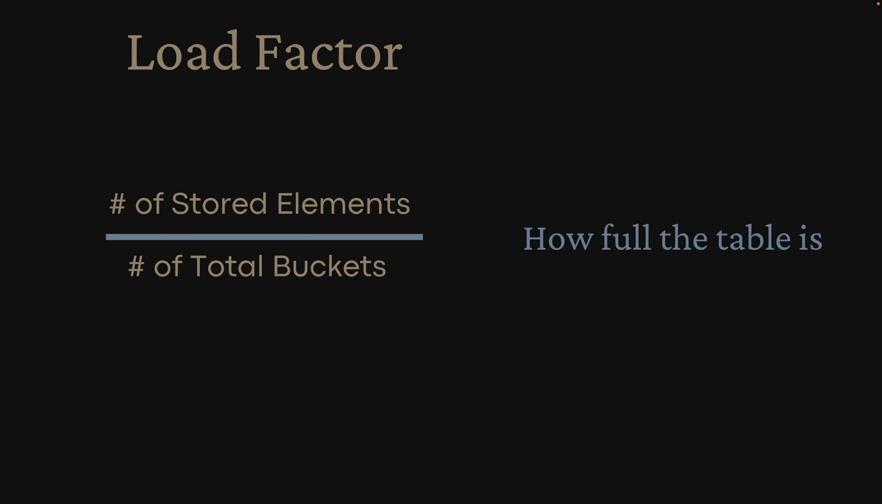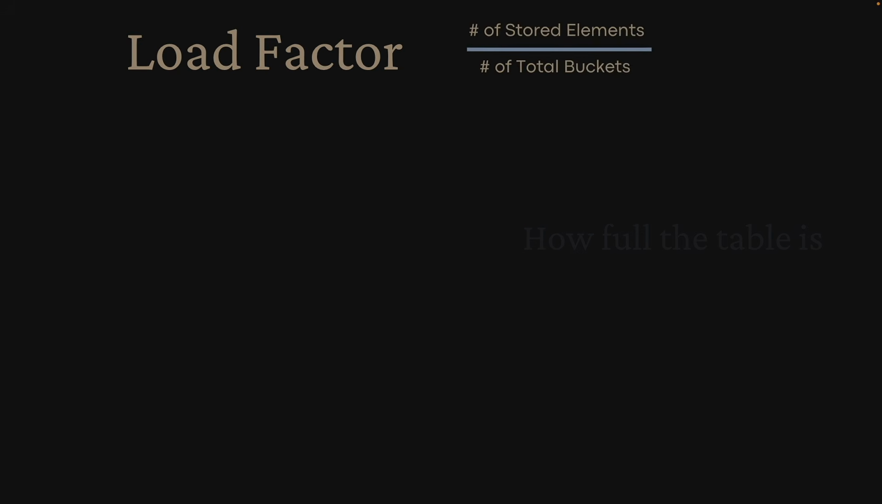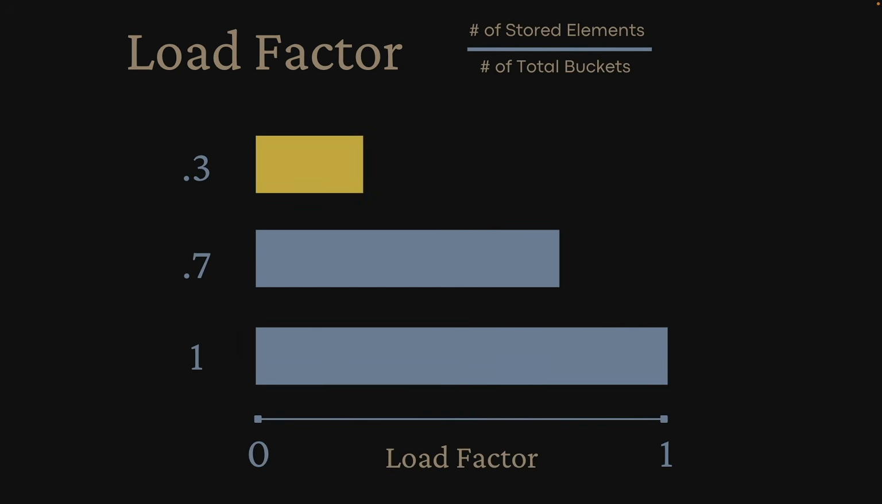This is a measure of how full the table is. A load factor of 0.3 means 30% of the hash table is full. At this value, collisions are unlikely, but the table is sparse, meaning the hash table has many empty buckets that are needlessly taking up memory.